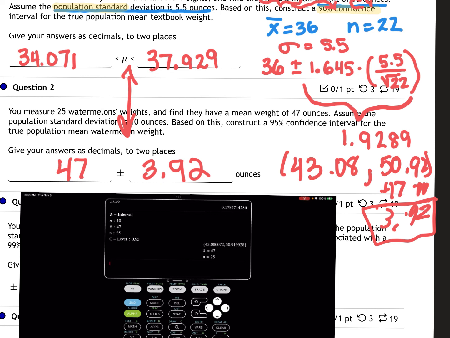That can be tricky. You have to really look at what format they want the answer in. Do they want it as a point estimate plus or minus the margin of error, or do they want the two endpoints in interval notation?